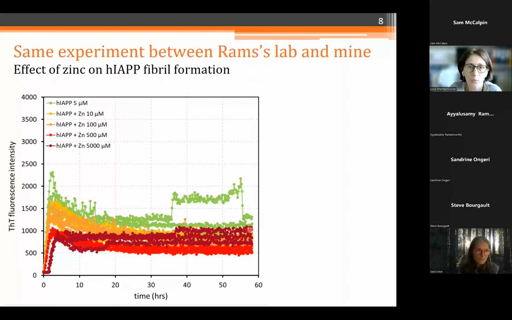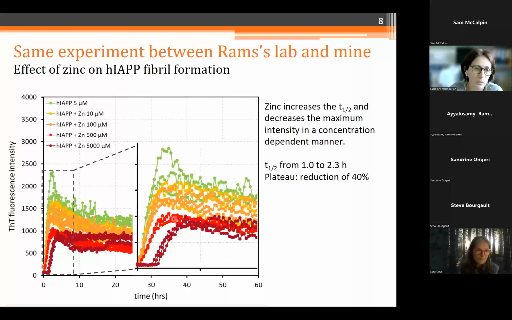So I am showing you now my results, and you will see just after that Sam has quite similar results. So it's quite positive because we are able to reproduce similar results in both labs, even if IAPP fibrillation is quite fast since a year. So this is the result in the presence of zinc. If you look a bit more in detail here, you can see that zinc increases the T-alpha and decreases the maximum of intensity in a concentration-dependent manner. The T-alpha is going from 1 hour without zinc to 2.3 hours with 5,000 micromolar of zinc.